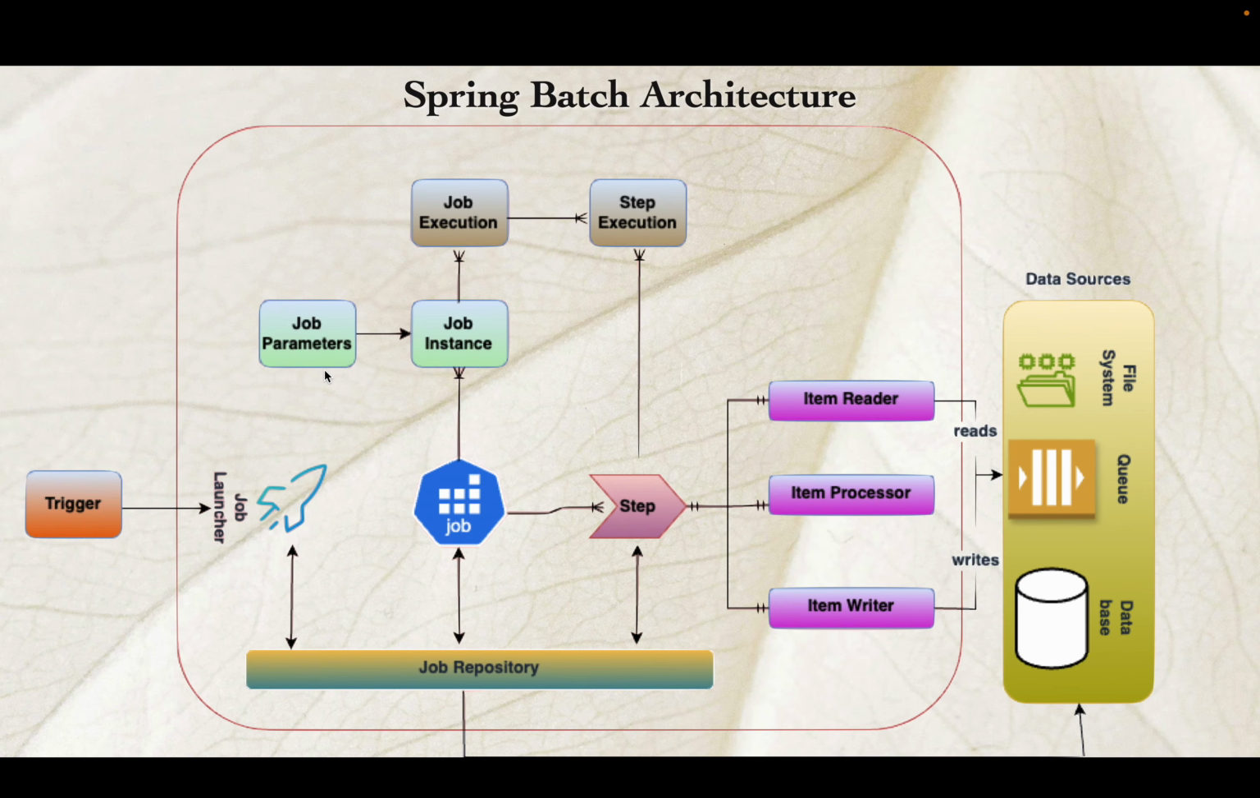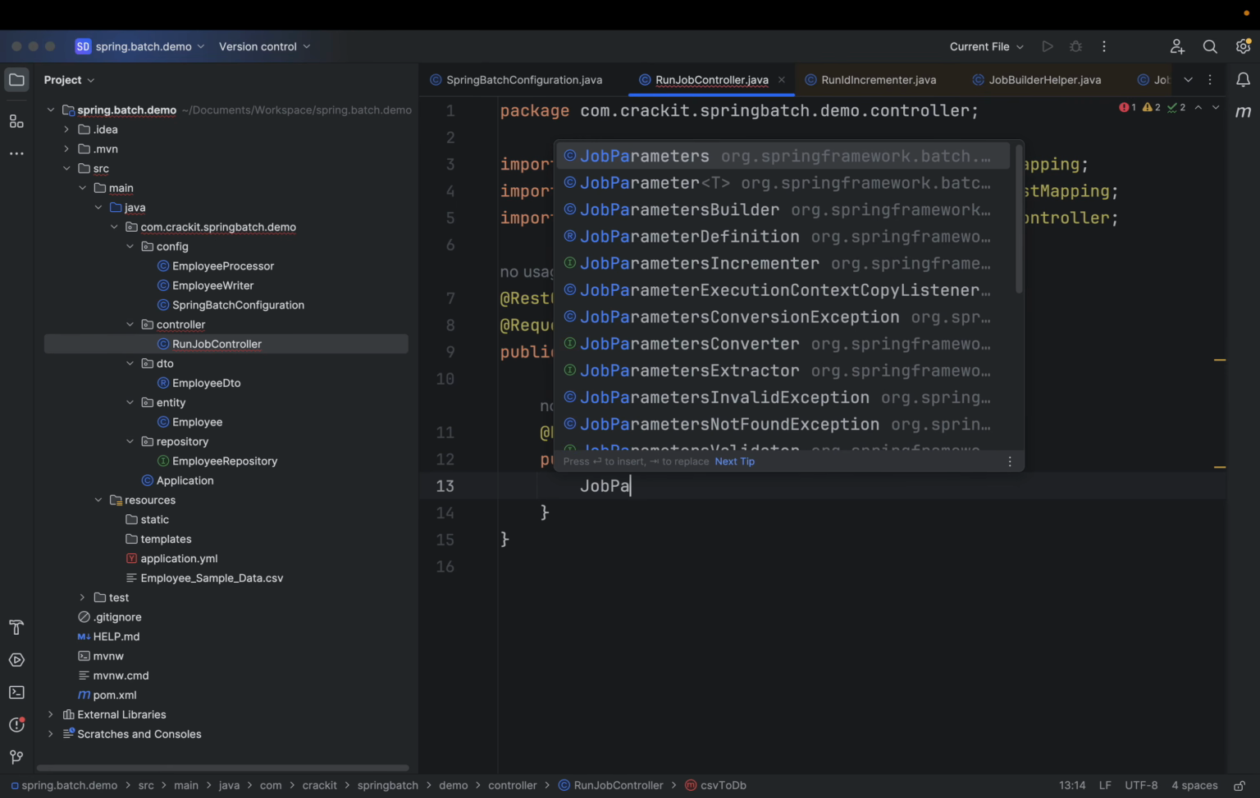So even now, what are we going to do? We are going to pass some job parameters to our job. What is the parameter that we are going to send? It is nothing but the location of my file. That specific thing we are going to pass using job parameters. So let's go to the code and write our job parameters here.